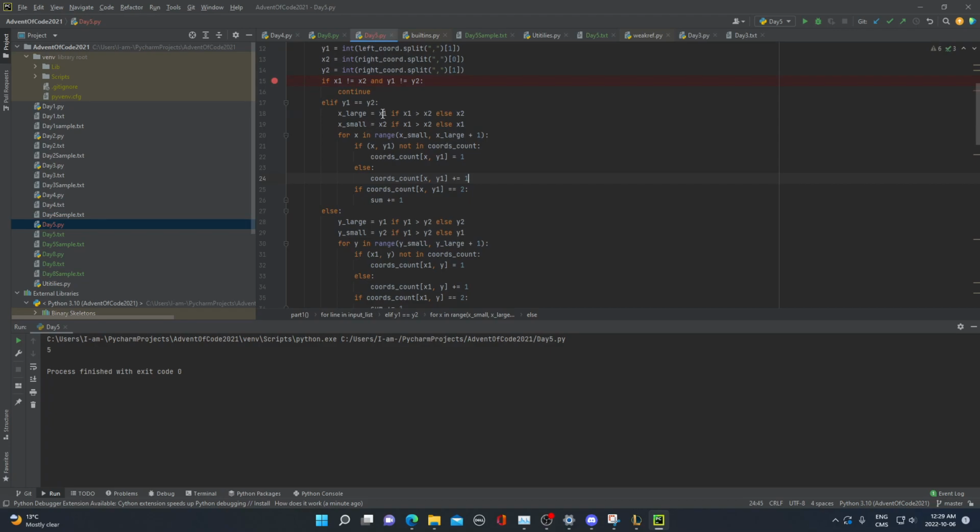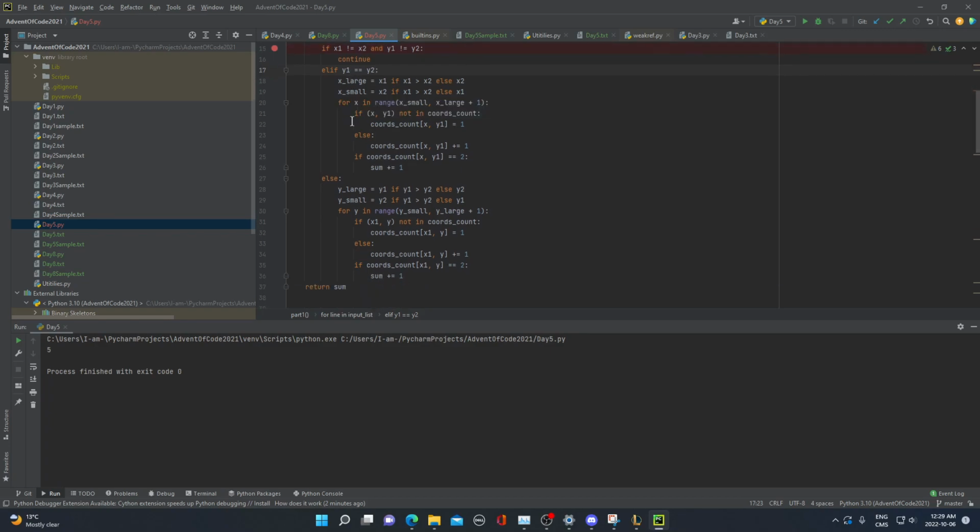Since I was iterating through the x's, that means the y's had to be the same. So that's why it messed up here. It wasn't even going to anything. And then of course when it goes to the else, the y's would be the same, so we actually don't iterate through anything, which means we don't get anything for the sum.